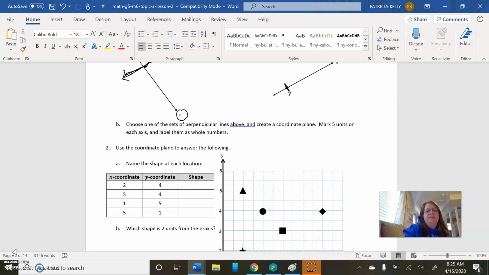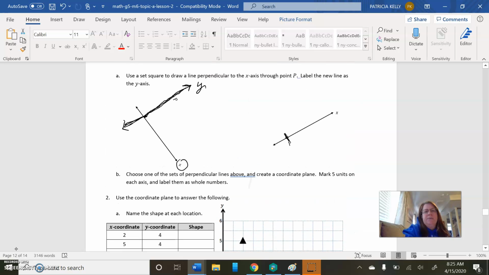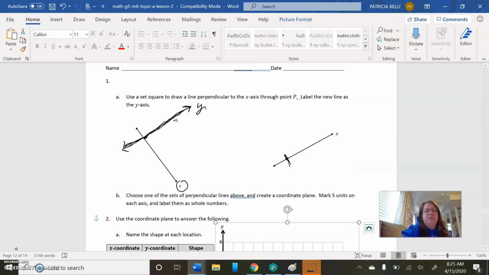So what we're doing is creating kind of what's down below. Down here, this is a coordinate plane. It wants you to do the same thing. You can pick either one. I'd actually like you to do both since I'm going to model one. So 1, 2, 3, 4, 5. 1, 2, 3, 4, 5.